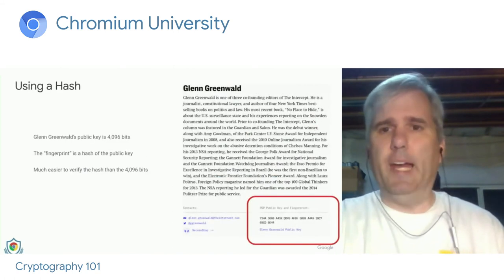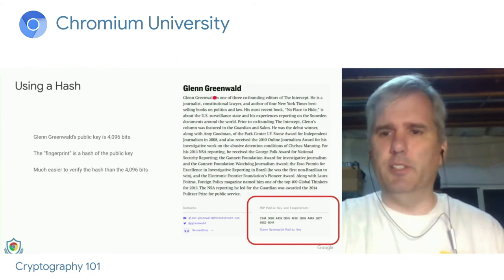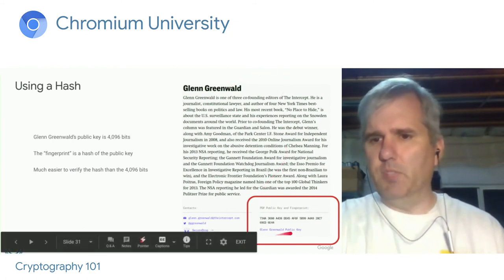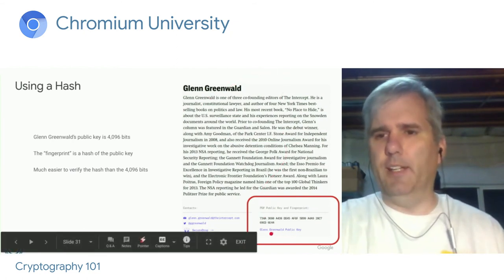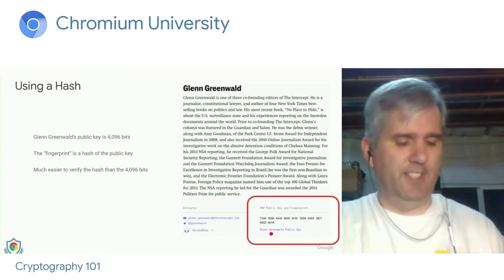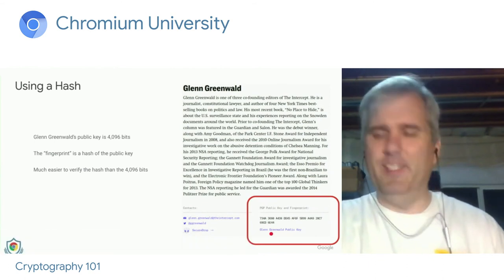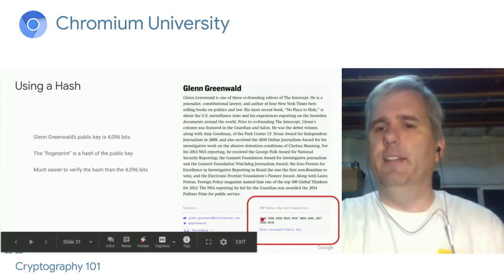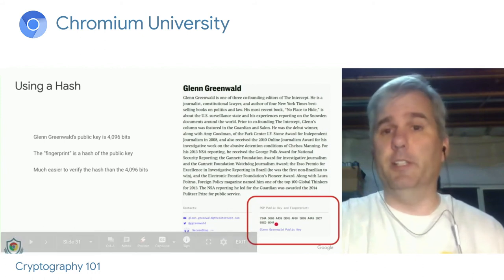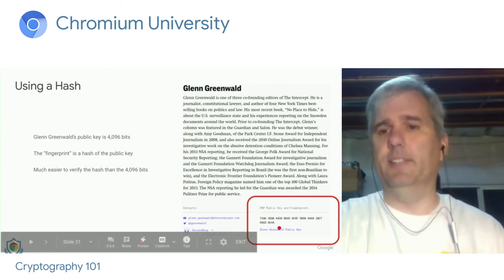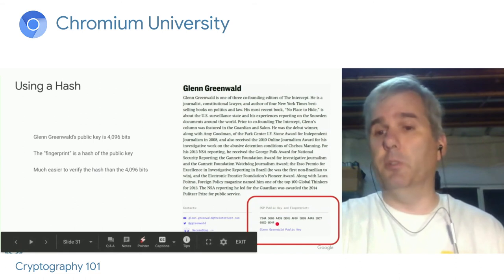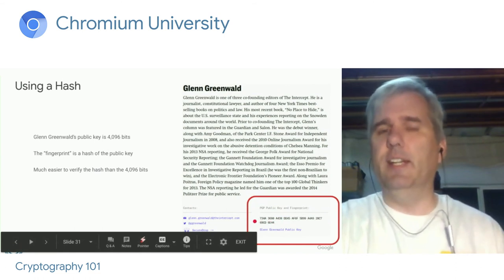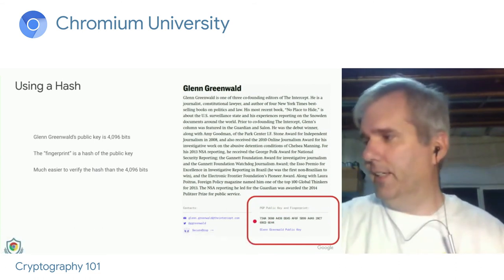So then back to Glenn Greenwald. Downloading the public key here gave you a 4,096-bit public key. There's a much shorter hash of it here that's called the fingerprint. And so I can take the public key, I can fingerprint it, I can compute the hash and see, yes, it wasn't modified in transit.